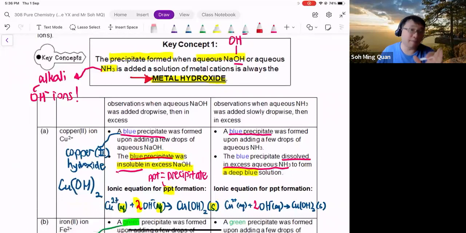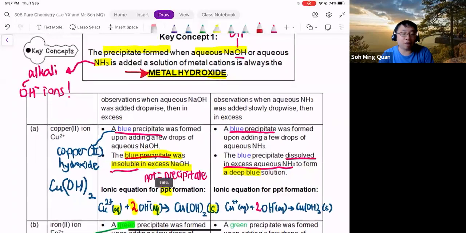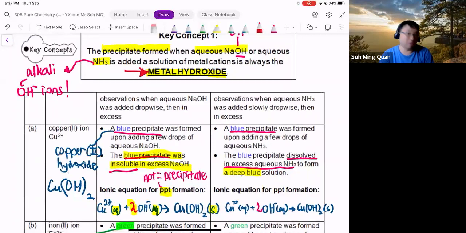So you should already be familiar with a few things. One, the color. Copper 2+ should be easy because it's a blue precipitate. And you should be familiar with whether it dissolves in excess NaOH, whether it dissolves in excess ammonia or not. So you realize that for Cu2+, it doesn't. It is insoluble in excess NaOH. However, it dissolves in excess aqueous ammonia to form a deep blue solution. Finally, you should be familiar with the writing of ionic equations for the formation of the precipitate.